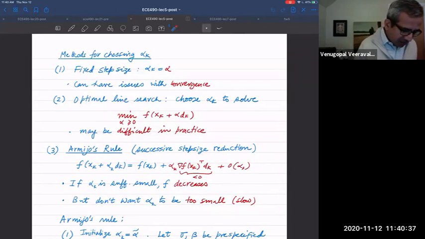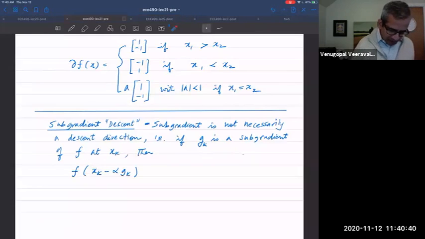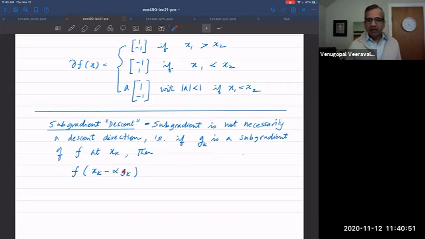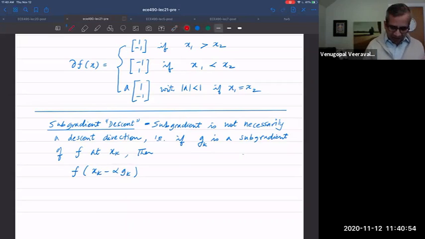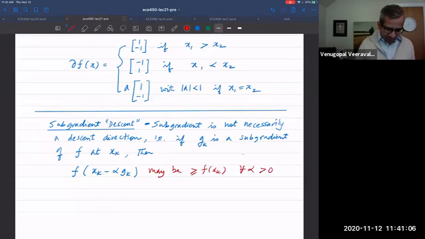But if you go to negative g_k, and so starting at x_k, you subtract alpha times g_k, this actually may not be a descent direction. What that means is that this may be greater than f of x_k for all alpha positive. So no matter how small you make alpha, you may not be able to decrease the function for some g_k. That could happen because g_k is not really a gradient. If it was a gradient, it couldn't happen.